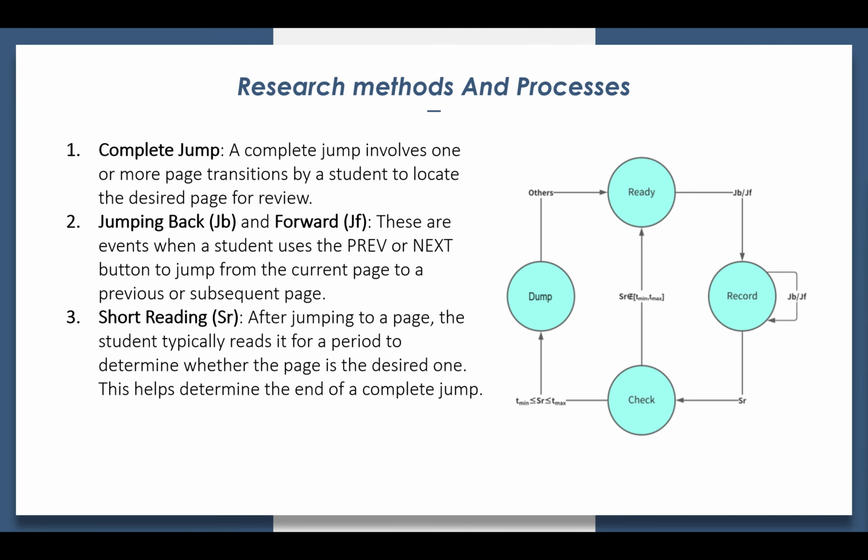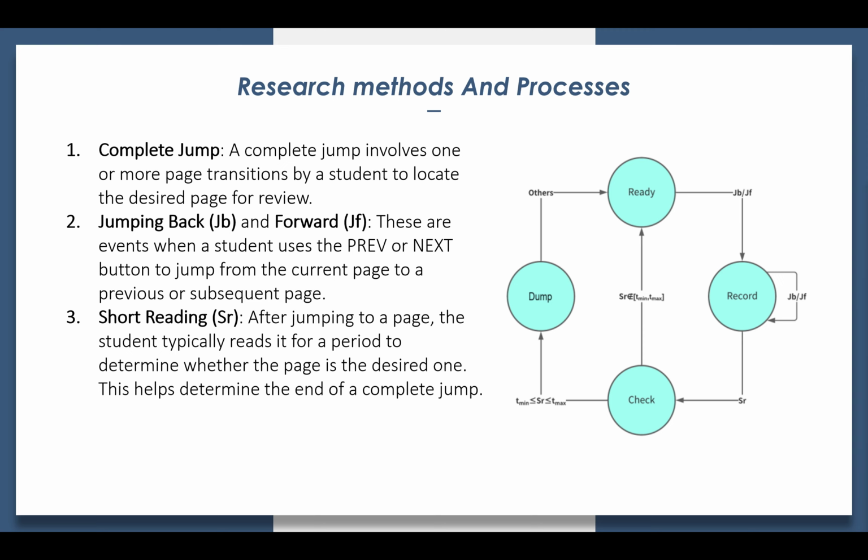For mining the relevance between pages from the records, we first define a few important concepts. Complete jump: a complete jump involves one or more page transitions by a student to locate the desired page for review. Jumping back and jumping forward: these are events when a student uses the previous or next button to jump from the current page to a previous or subsequent page. And short reading.